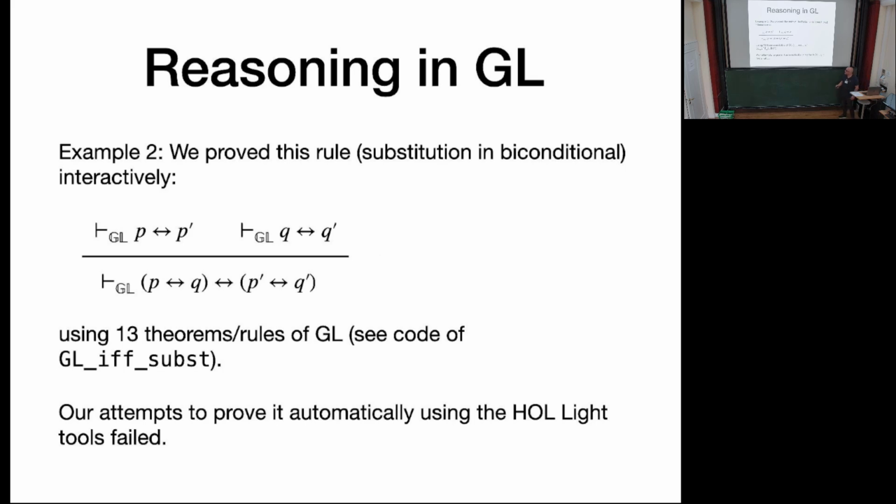But there are other results which are not easily provable automatically. For instance, one example is this one, which is the substitution in biconditional. This is a rule: if you have that P if and only if P prime and Q if and only if Q prime, you can prove (P if and only if Q) if and only if (P prime if and only if Q prime). For this one we had to do an interactive proof, which was quite heavy actually, and quite boring. And we had to do this for several lemmas, reasoning inside the GL axiomatic system.